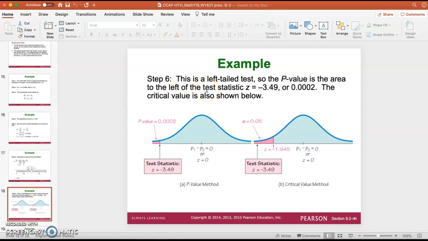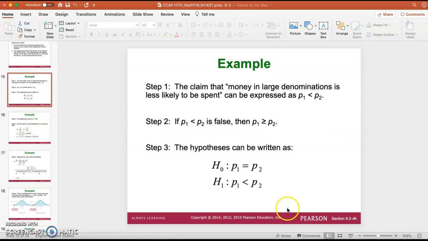And so this is a left-tailed test. Now, we know it's a left-tailed test. One quick way to check is because the alternative hypothesis has a less than sign in it. That tells you it's a left-tailed test. If this were greater than, then it's a right-tailed test. If it's a does not equal, then it's a two-tailed test.